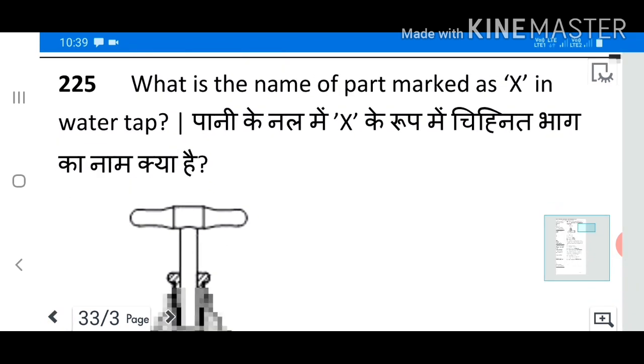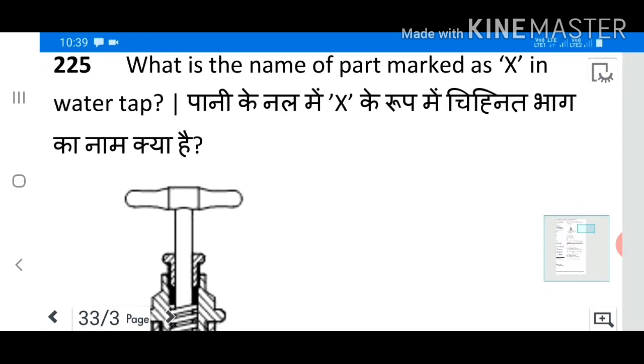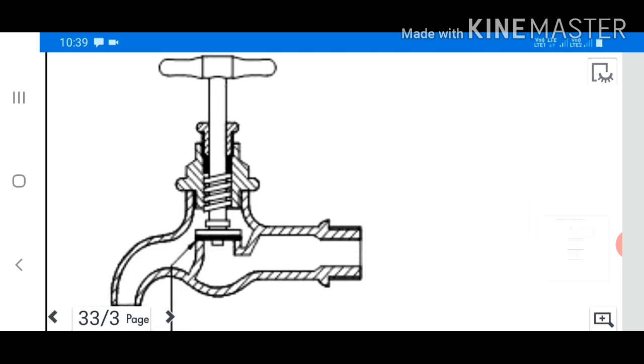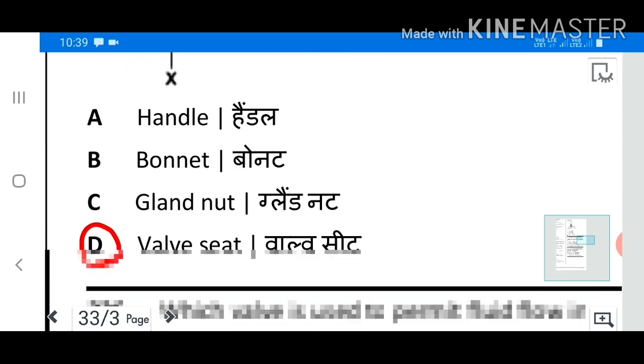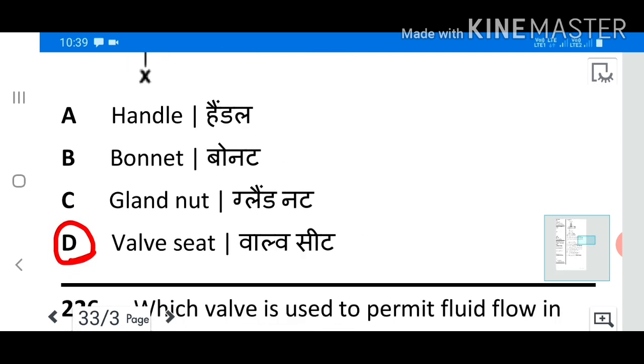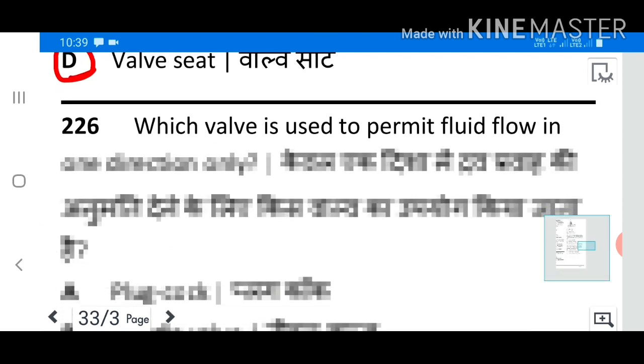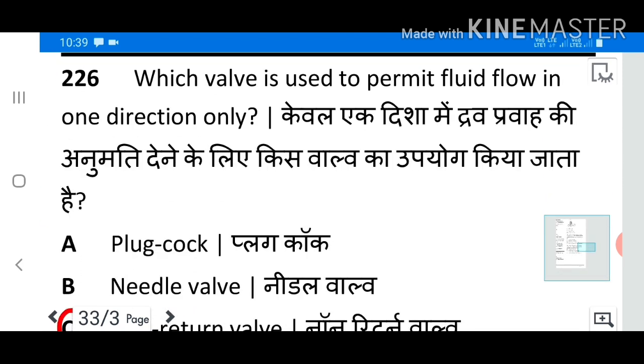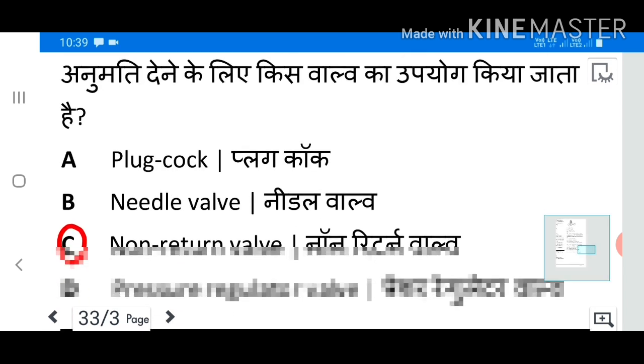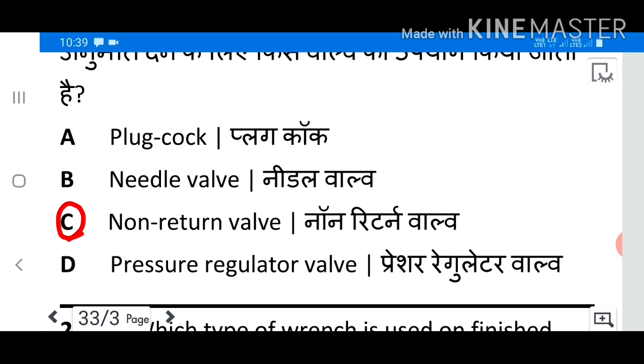Question number 225. What is the name of part marked as X in water tank? Answer D. Valve seat. 226. Which valve is used to permit fluid flow in one direction only? Answer C. Non-return valve.